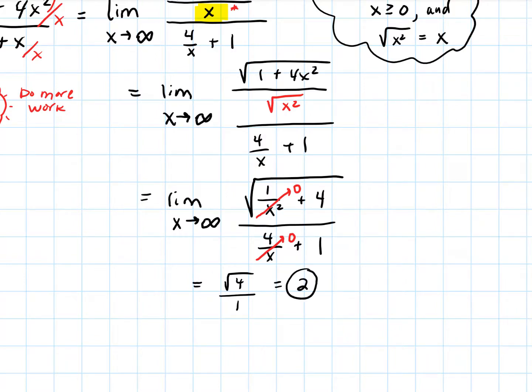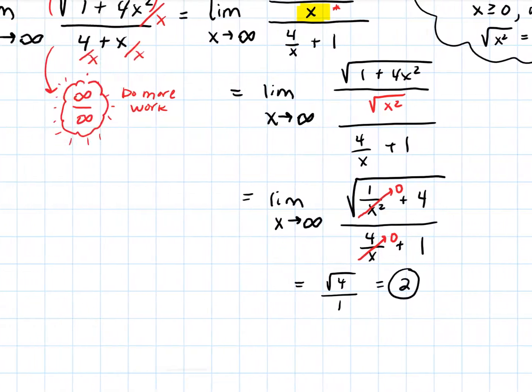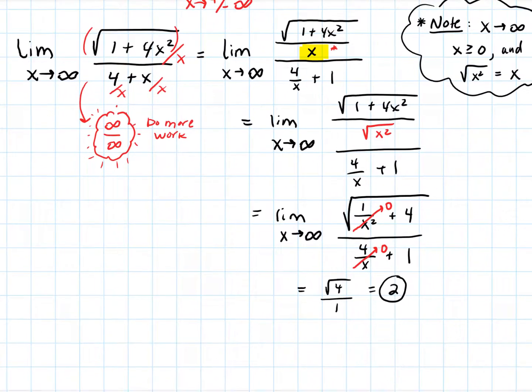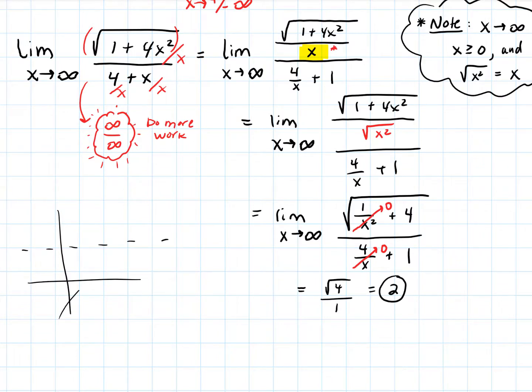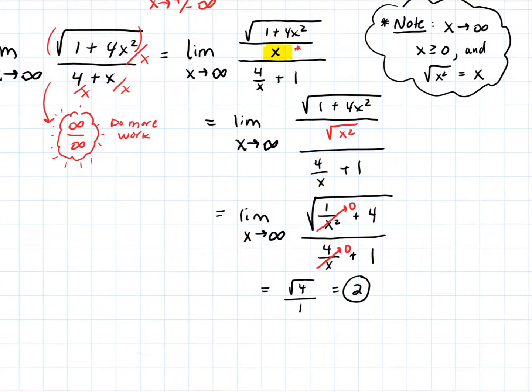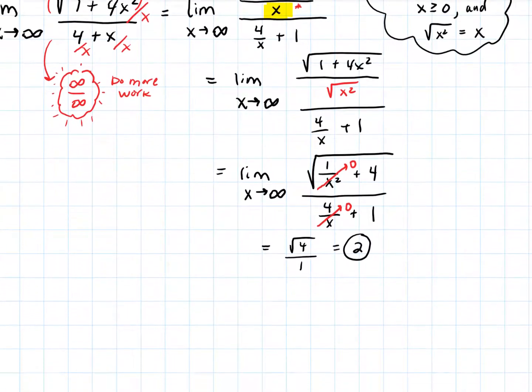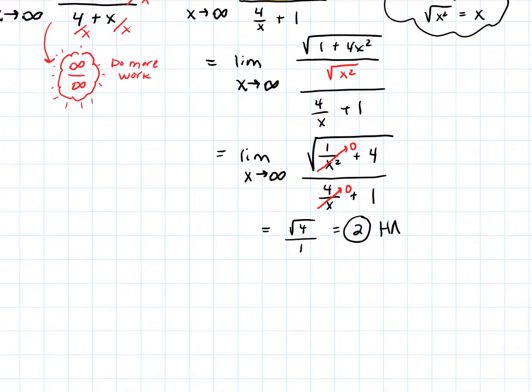And so that's my limit, which tells me, remember, we're looking at what's happening as we go out towards infinity. Here's our x-axis. Here's the function. We're saying that this function is approaching this value 2, just to have a visual. Which means that by definition, that is a horizontal asymptote to this graph. So our first horizontal asymptote, I'm going to write HA right here. So we've got a horizontal asymptote at y equals 2.